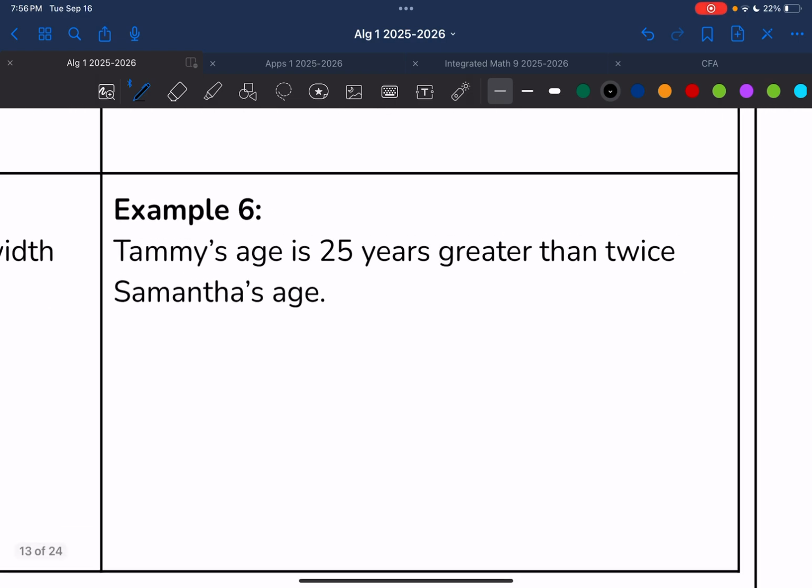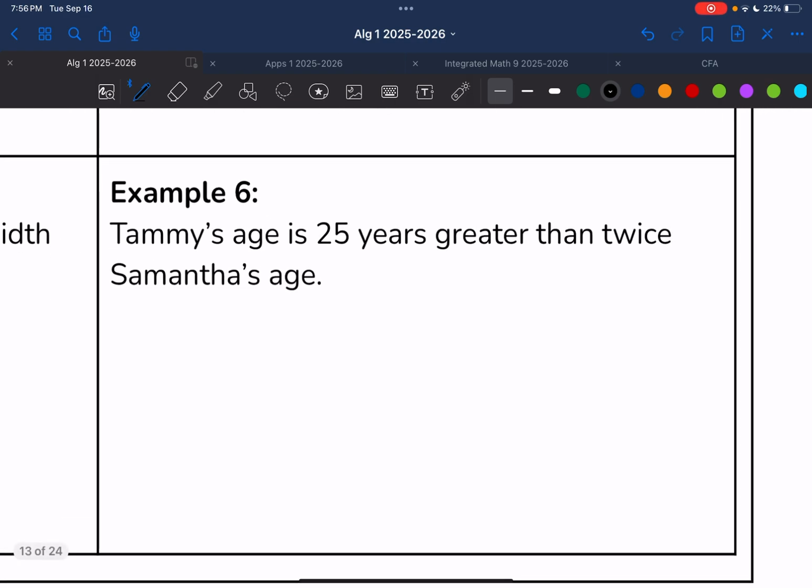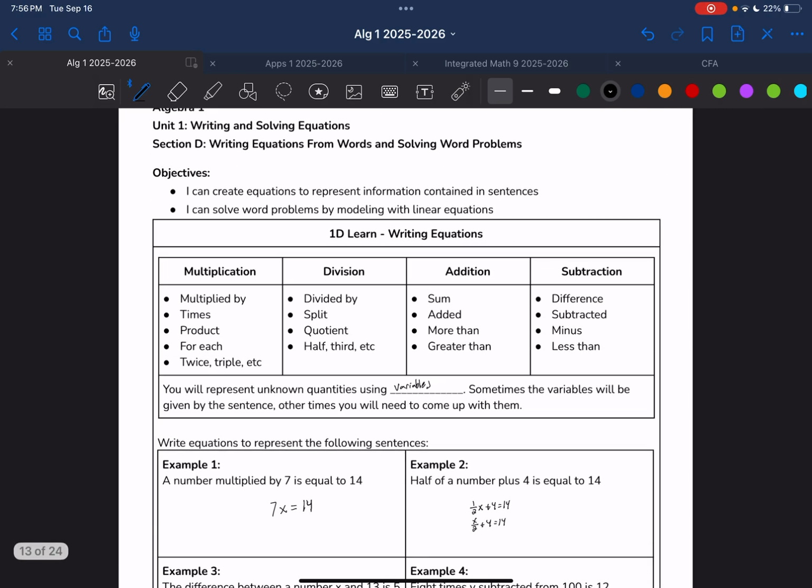And then Tammy's age is 25 years greater than twice Samantha's age. Well, I'm going to let t represent Tammy's age. It is 25 years greater than, so I'm going to do 25 plus twice Samantha's age. So I'll do 2 times s. All right, there's page 11.